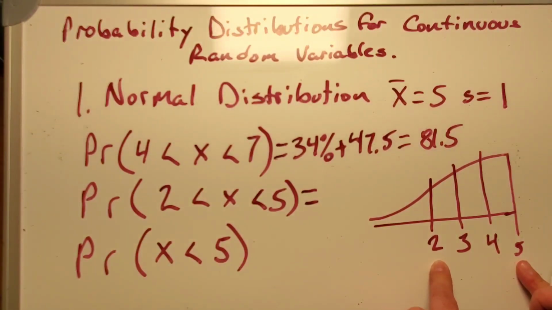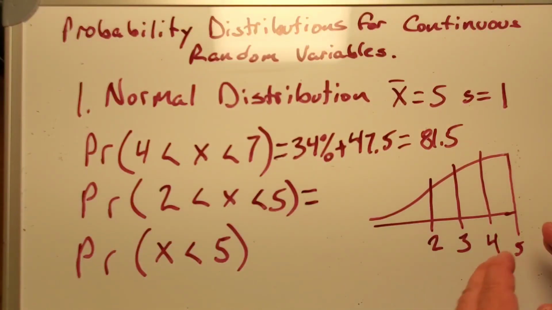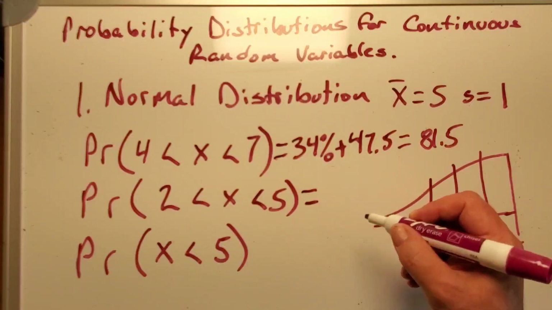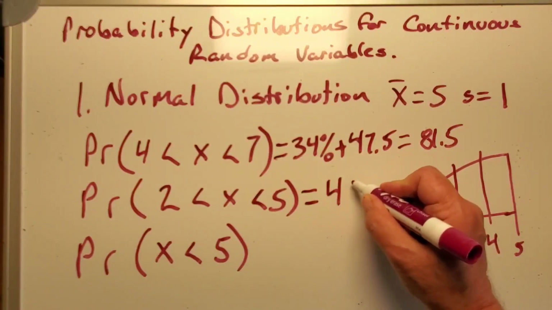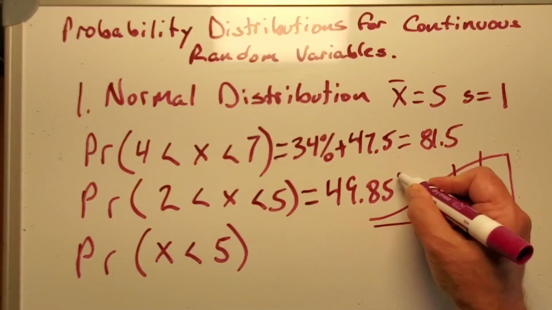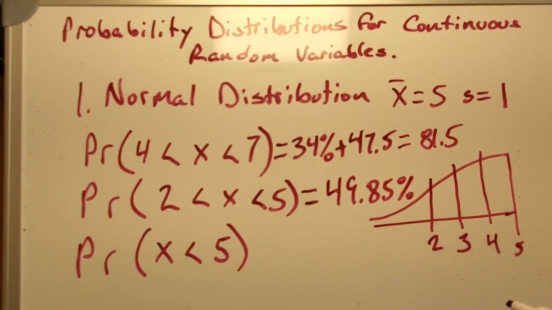So by the empirical rule, if we went from -3z to +3z over on the right, we would have 99.7%. But we don't have that. We have only the left-hand half of that interval. So it's got to be half of 99.7%. If you do the math, it's going to come out to 49.85%. That's half of 99.7.